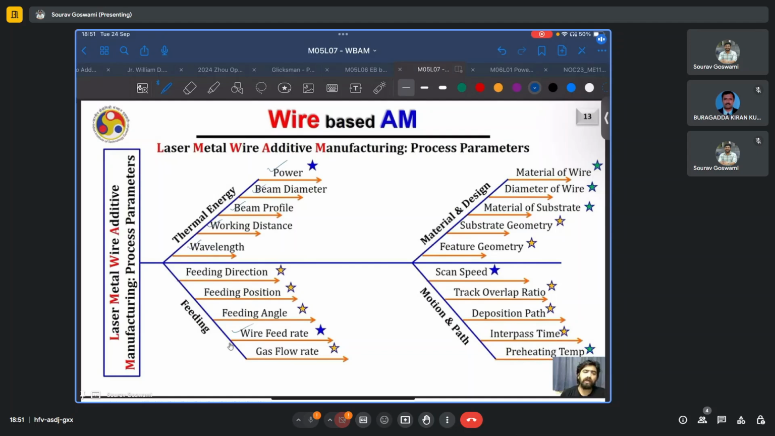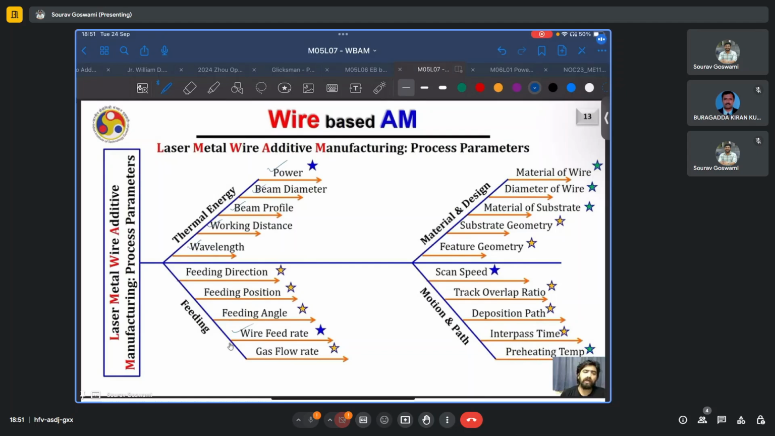The design parameters, such as the material of wire, diameter of wire, and material of substrate, are changed often because based on the type of job that you want to print, you will be changing these parameters. The substrate geometry is mostly flat, and the feature geometry will depend on your design or on your job.